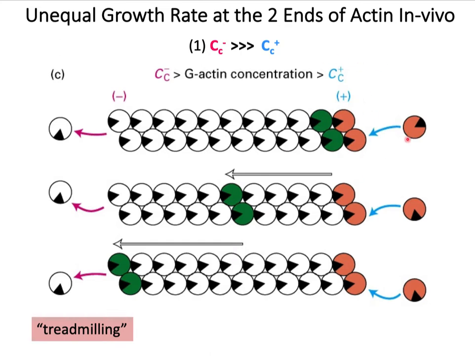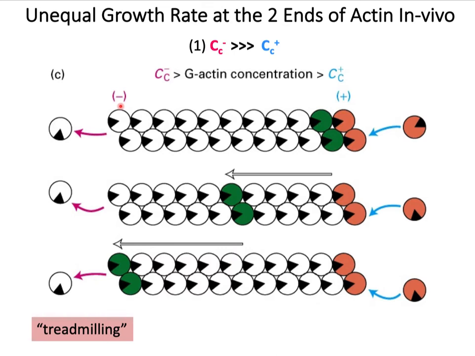Now, treadmilling is the apparent movement of monomers through the filament from its plus end to the minus end, just like they were moving on a treadmill. So as you get continuous addition to the plus end right here, you get a continuous loss at the minus end. If you could track some of the monomers, you can easily do this by adding GFP actin.